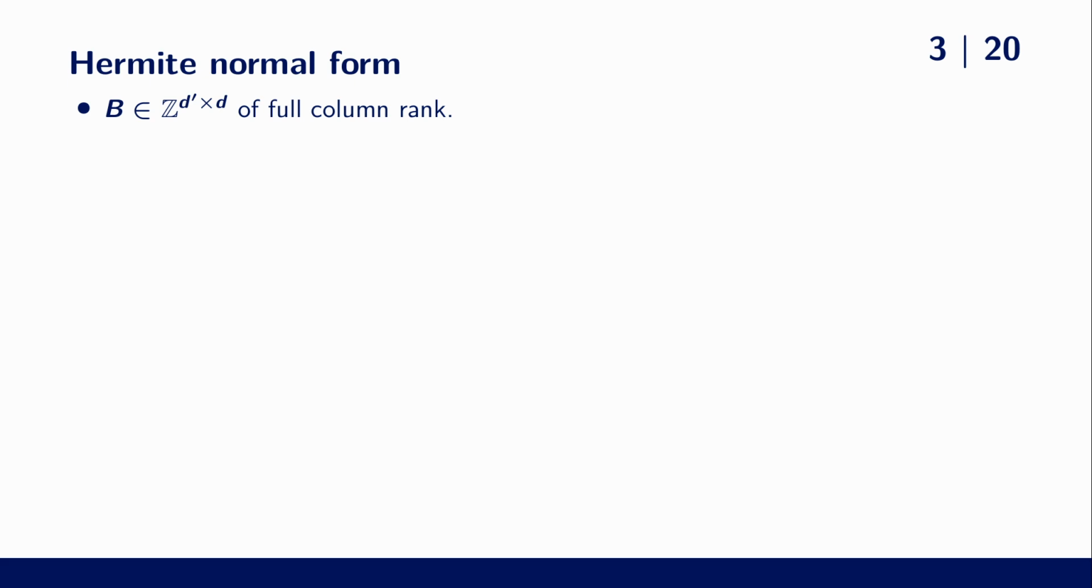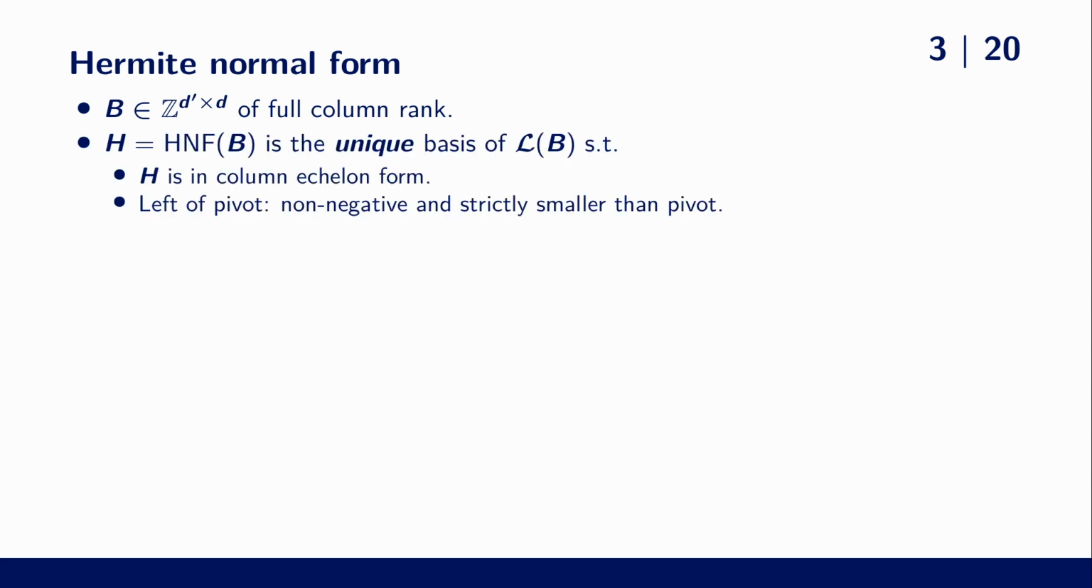And this only works for B integer. Then the Hermite normal form is the unique basis of the lattice generated by B, such that H is in column echelon form, and left of the pivot elements are non-negative and strictly smaller than the pivot. This is different from a reduced echelon form because now we can only do integer column transformations. An example of this is the following basis.